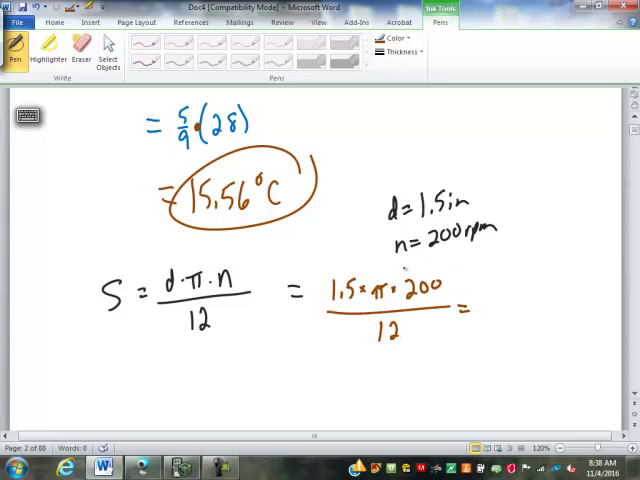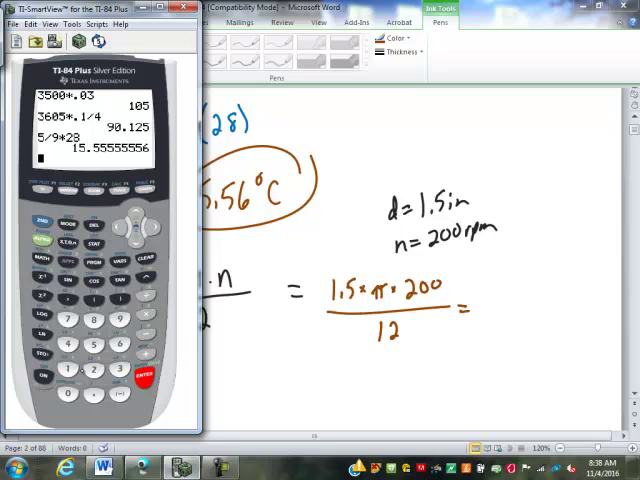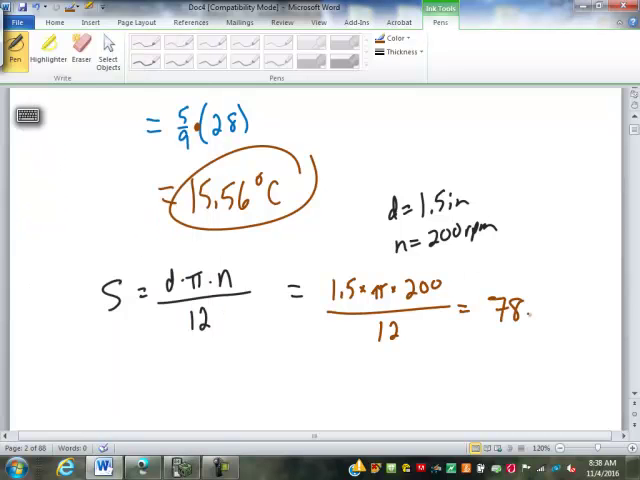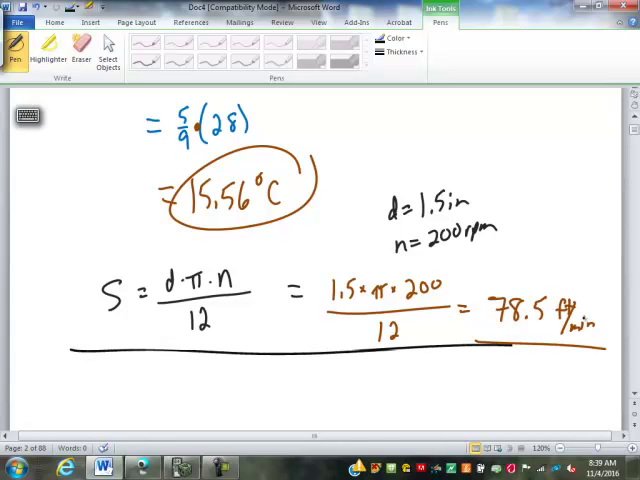Order of operations says you do everything on top, get the answer, then you do the division. So I'm going to do this all in the calculator. 1.5 times pi, I'll just use 3.14, times 200. So I get that number, 942, divided by 12. So it's 78.5. That is feet per minute. That is my surface cutting speed. Any questions? That application you guys have all seen before?